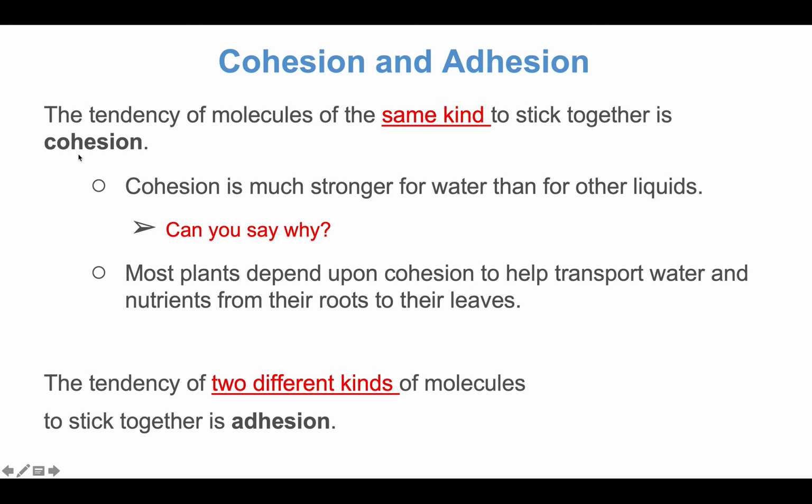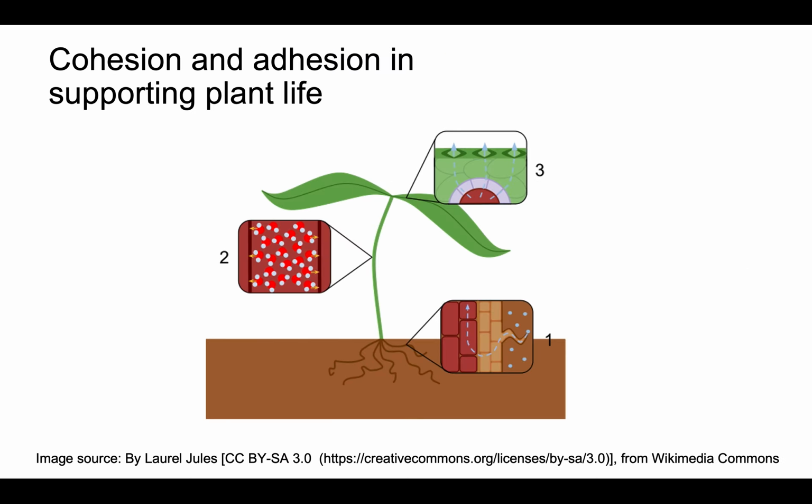Now, this cohesion is a property of water that is really important for plants to survive, to be able to take water from the root and deliver it to the rest of the plant. Another concept is adhesion, meaning the tendency of two different kinds of molecules to stick together. And molecules that are able to hydrogen bond with molecules of water tend to adhere really nicely to water. So adhesion is another property of water that again helps life and plants in particular.